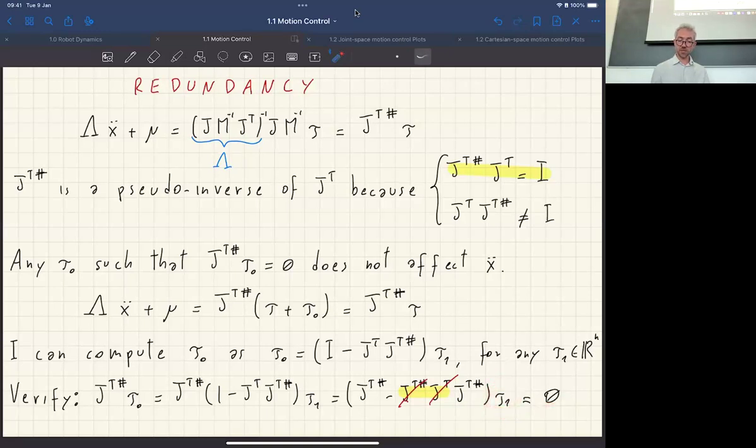Because the pre-multiplication times this matrix makes sure that all the parts of tau 1 that would affect the acceleration of the end effector are filtered out. You can think of this as a filter. It's filtering out all the components of the joint torques that would generate accelerations at the end effector.